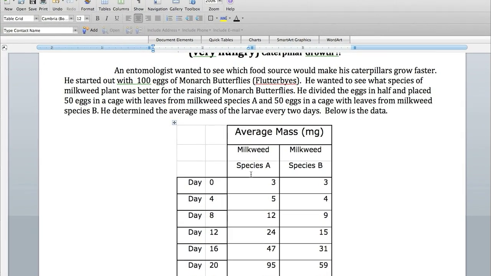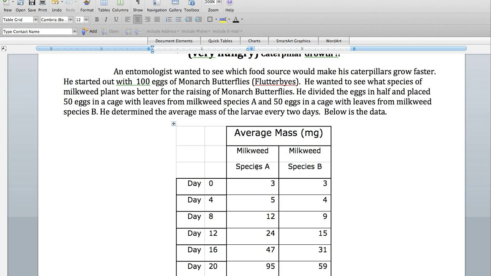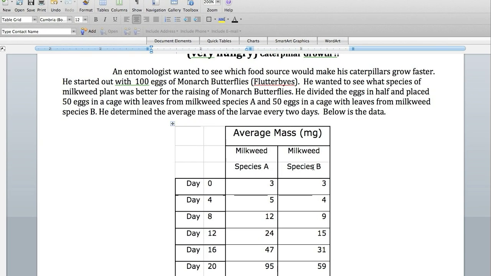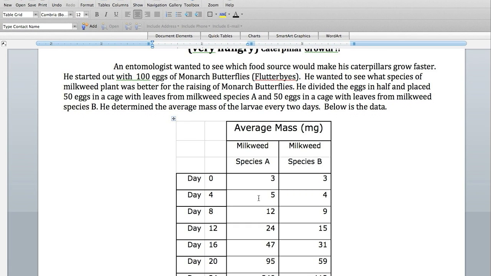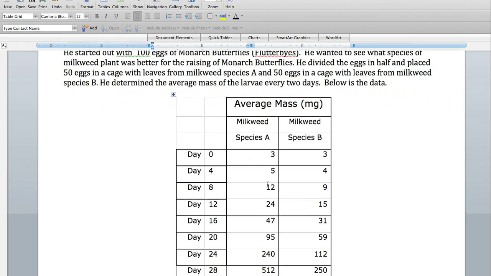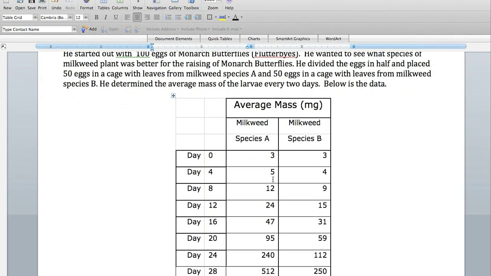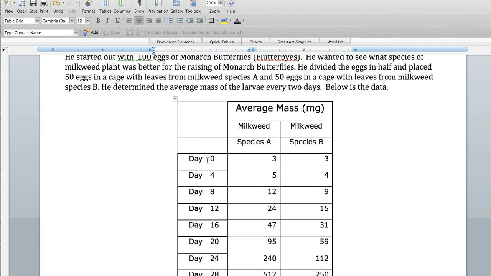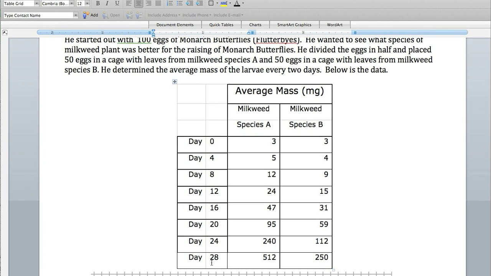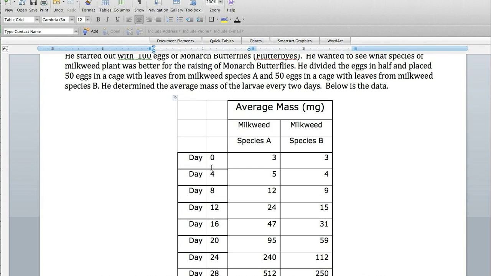And he put 50 eggs to hatch on milkweed species A and 50 to hatch on milkweed species B, and every 4 days he would collect data. So what you probably want to think about here, and this is actually how much they weighed after a certain amount of time, or I should say more correctly, how much their mass is, is that every 4 days he took observations. So therefore the independent variable would be the days, because you actually can control that part.